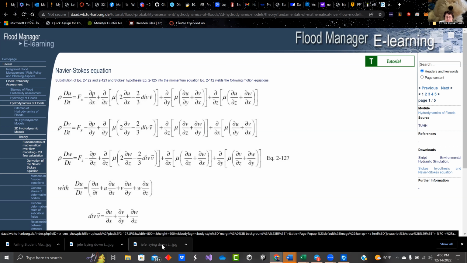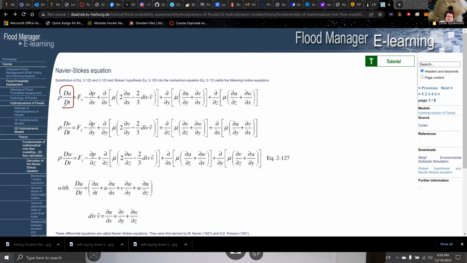Let's see, do I have a pencil? Yeah. So big Du Dt breaks down into this right here. And so sometimes you'll see du dt like that, rather than this, and that's what they're showing.